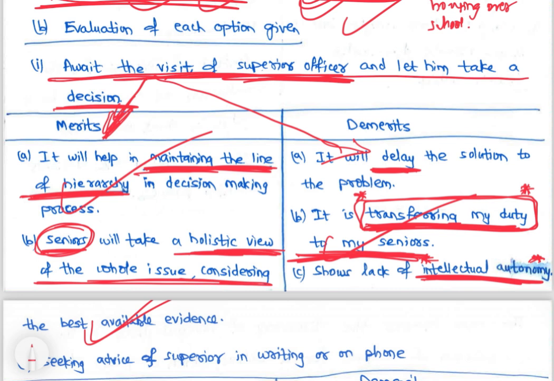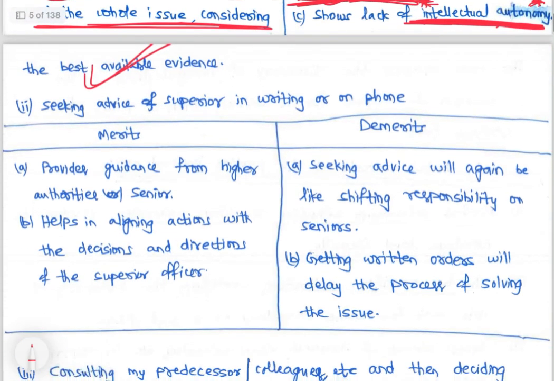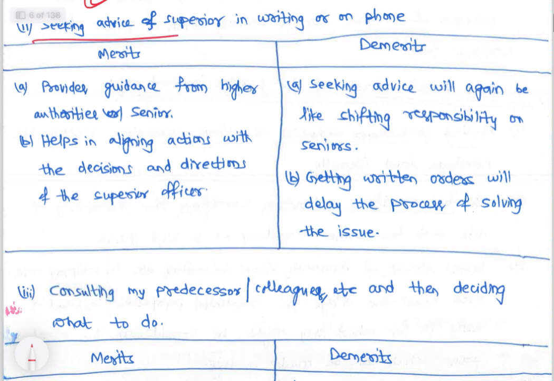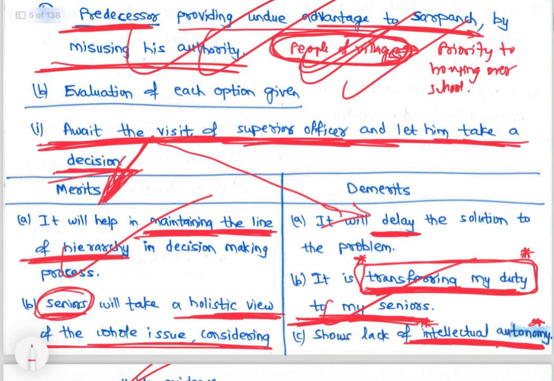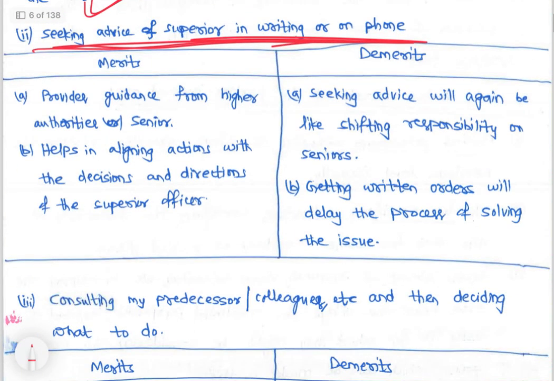See, again, you need to use these kinds of terms in your case studies, right? So these are the merits and demerits of this option: visit officer and let him take the decision. Then the second option is seeking advice of superior in writing or on phone. Now you have to wait for them, and waiting takes time, it causes delay. So seek advice in writing or on phone: talk and ask advice on phone, or ask in writing.